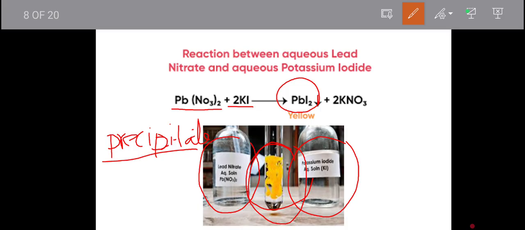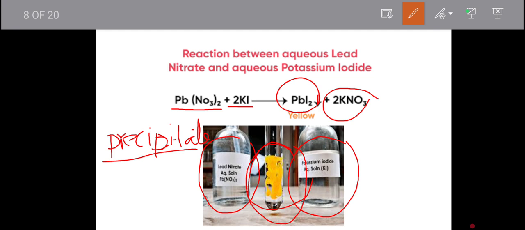This lead iodide has a yellow color. That is why we can see the formation of a yellow colored precipitate. Another product which is formed is KNO3, that is potassium nitrate. So this is the third chemical reaction that you have seen.